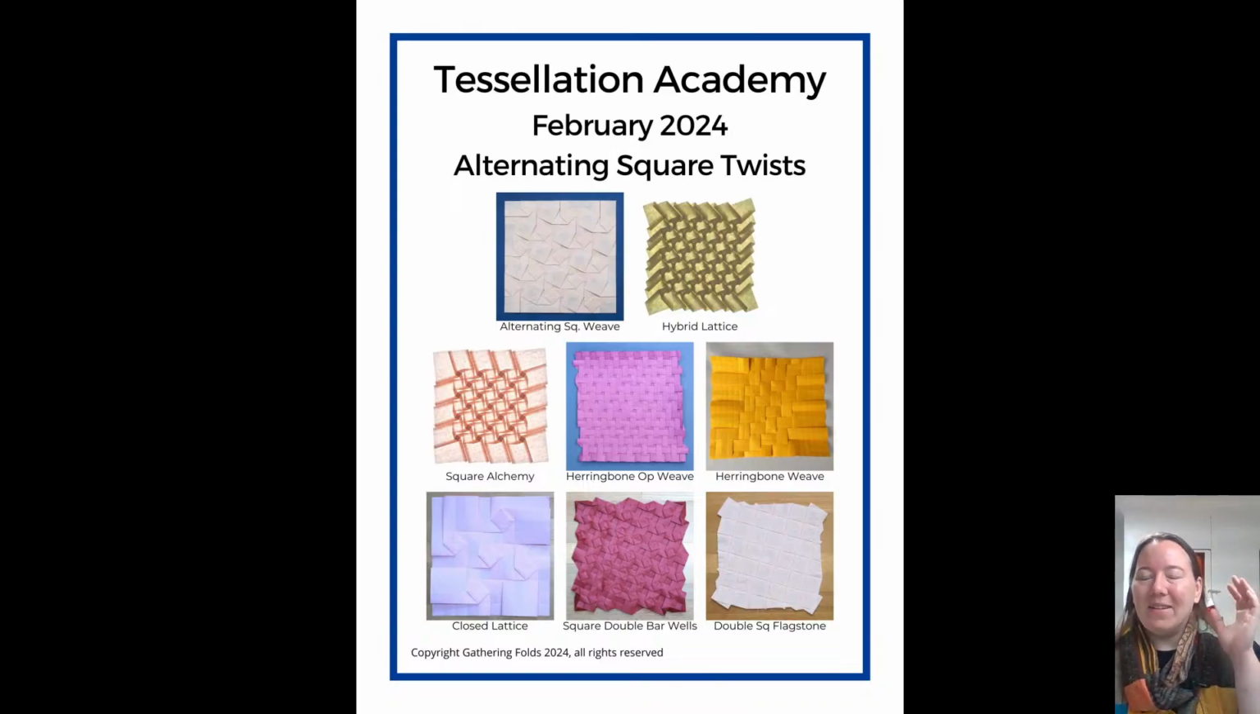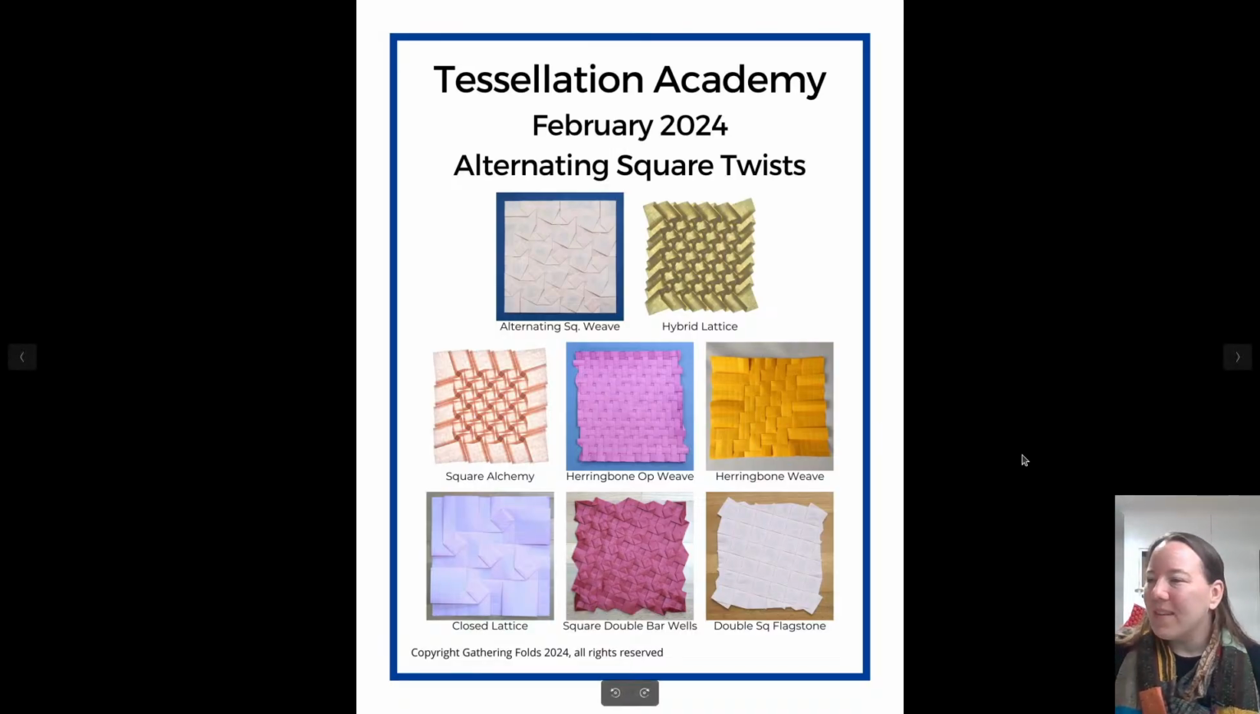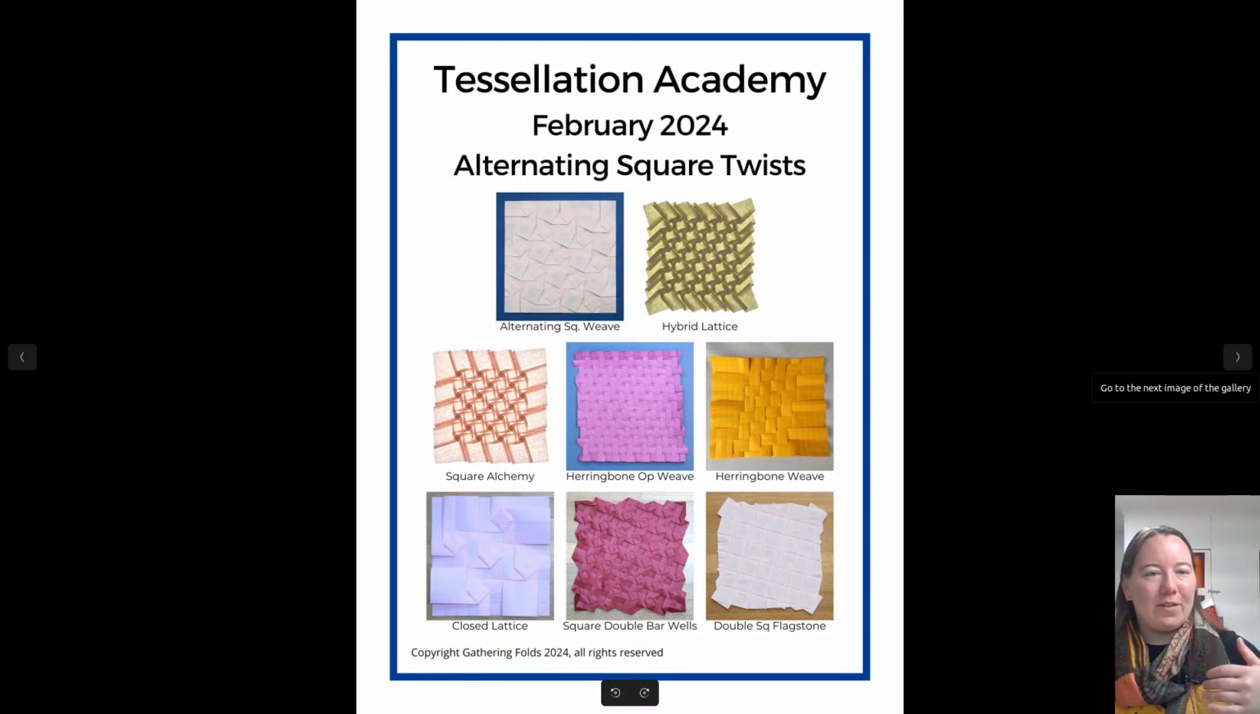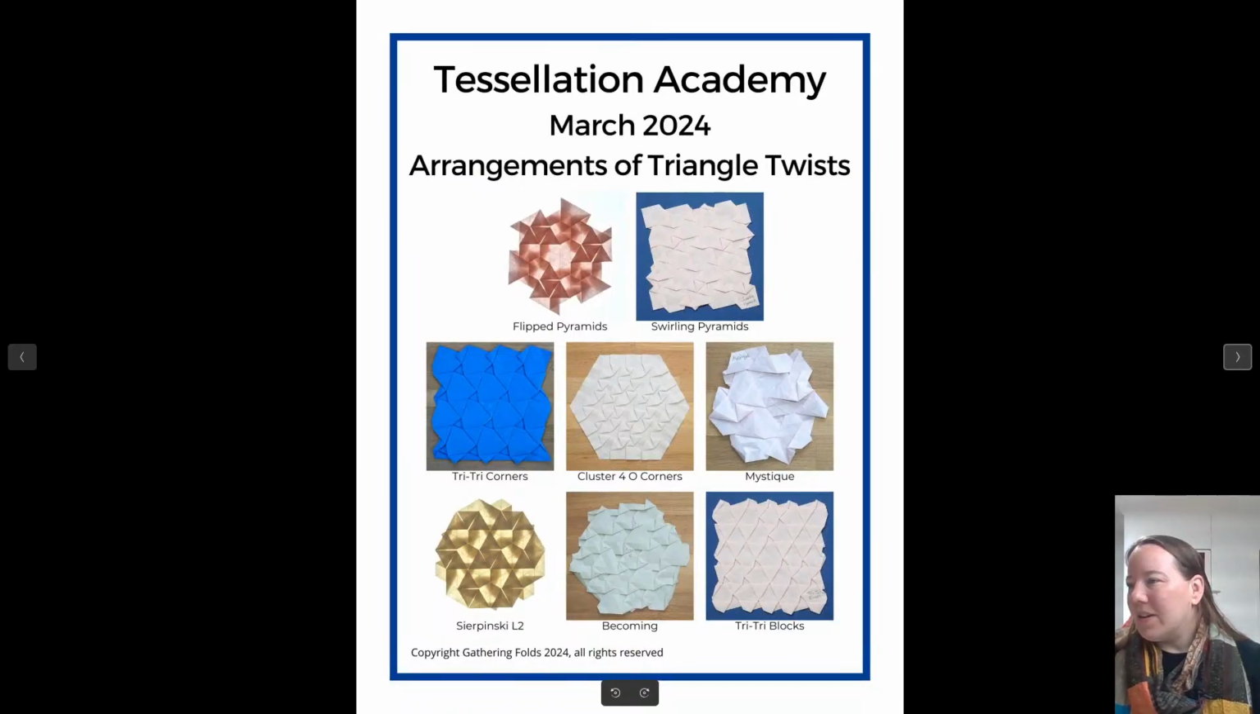So there's already 2 more years of topics that are ready for me to just pick up and run with. So this is going to be a very long-term kind of membership. And of course, by the time I get through another 2 years of topics, there will be even more topics that I could discuss. In March last year, we talked about arrangements of triangle twists.